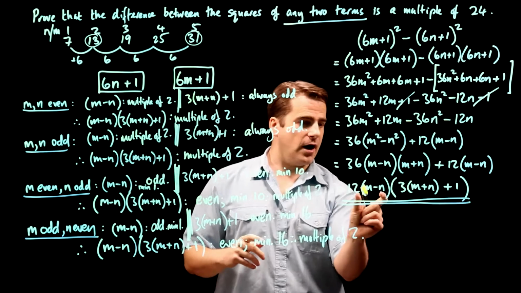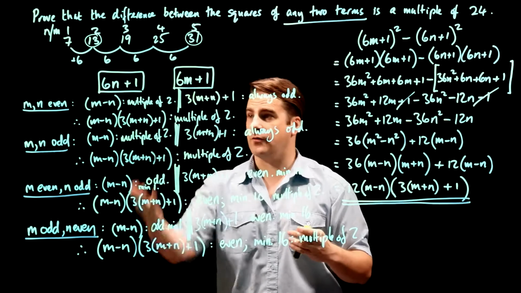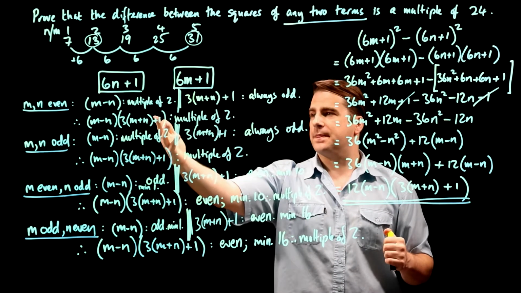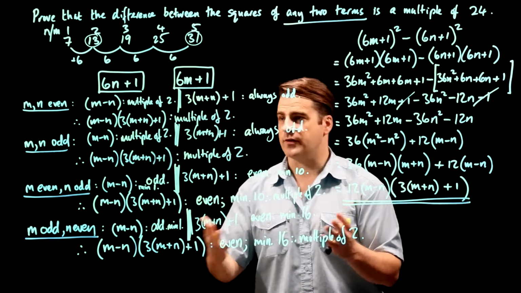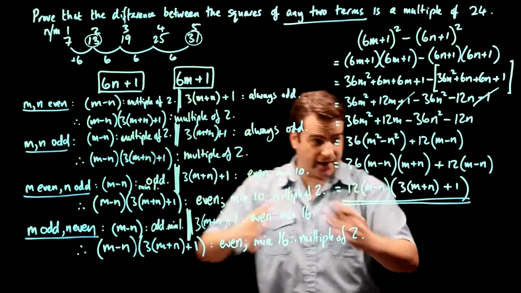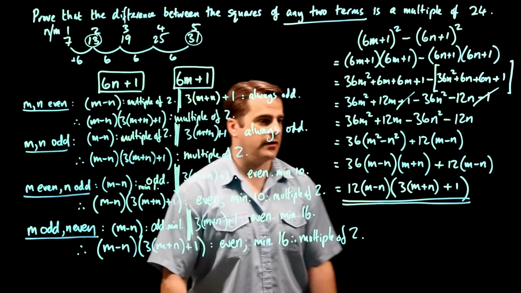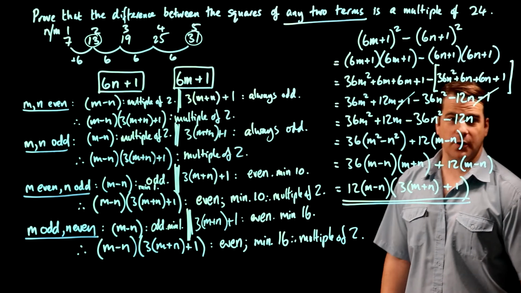And then just argue about the individual terms. You see the way I did it here. If you've got a multiple of 2 multiplied by something that's always odd, you always have a multiple of 2, for example. And that's it. So yeah, there you go. I'll leave it there. I hope that helps.